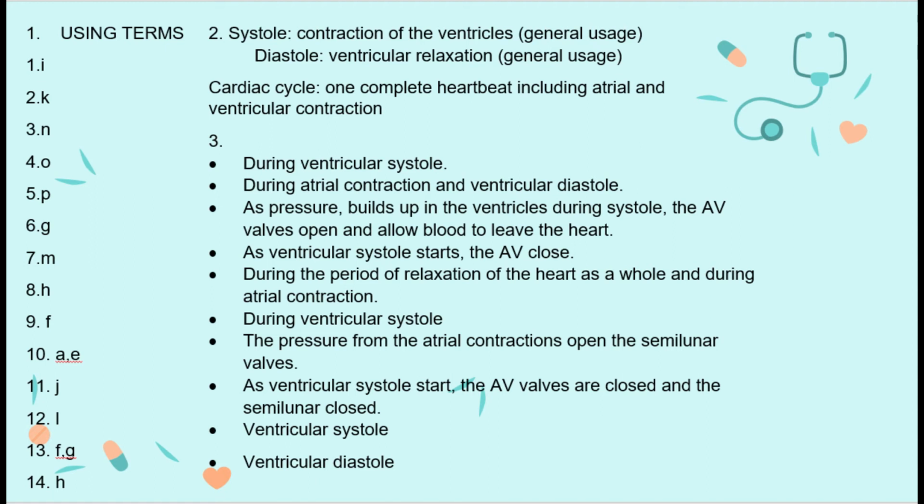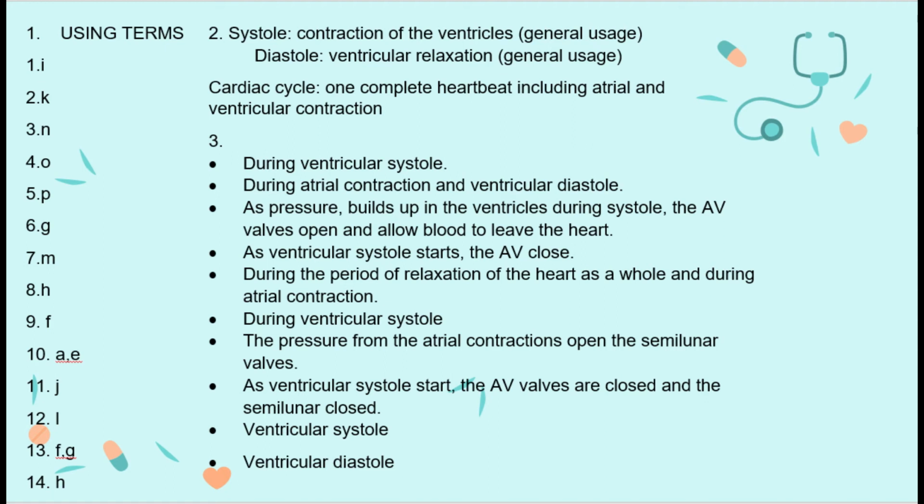For number 2, define the following terms: systole, diastole, cardiac cycle. Systole, contraction of the ventricles; diastole, ventricular relaxation; and cardiac cycle, one complete heartbeat including atrial and ventricular contraction.